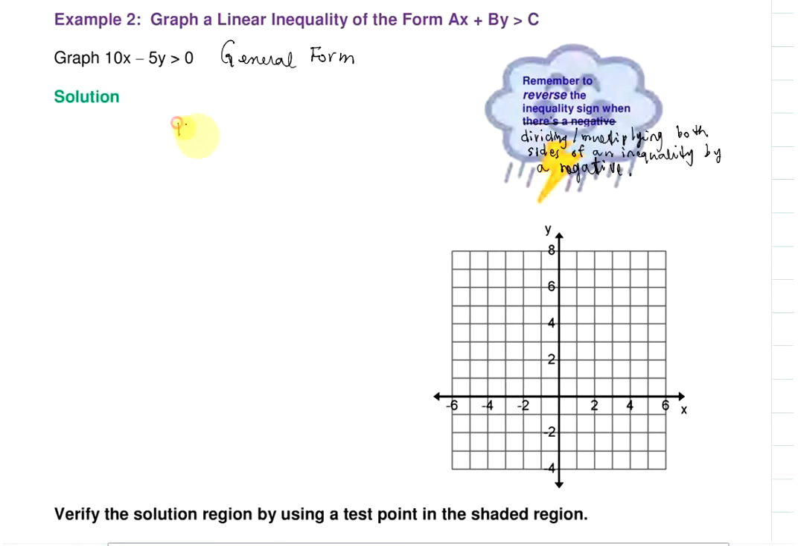So I'm going to get 10x minus 5y is greater than 0. I want to isolate for y. And so I get negative 5y is greater than negative 10x.